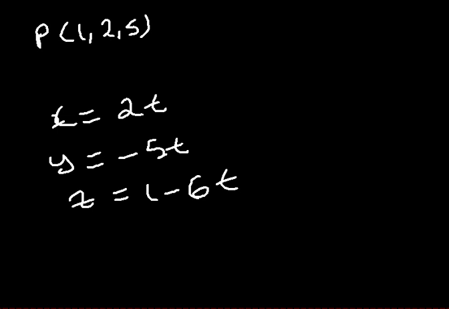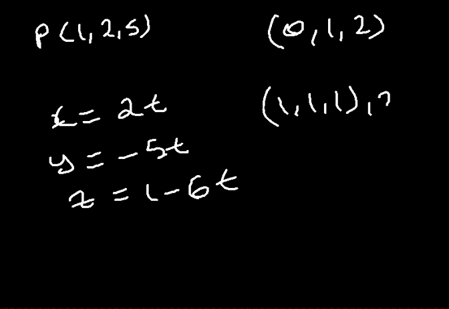And let's say we have a plane that passes through (0, 1, 2), and it is parallel to the line that passes through certain points. So how should you find the equation of a plane if that is the case? Thank you.